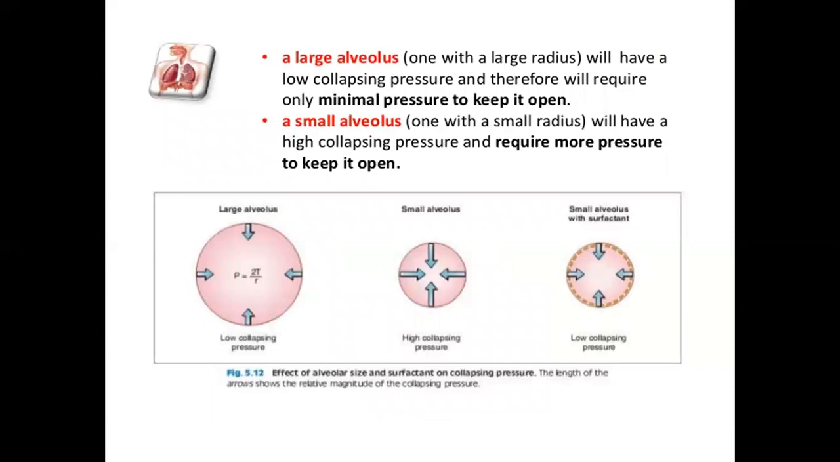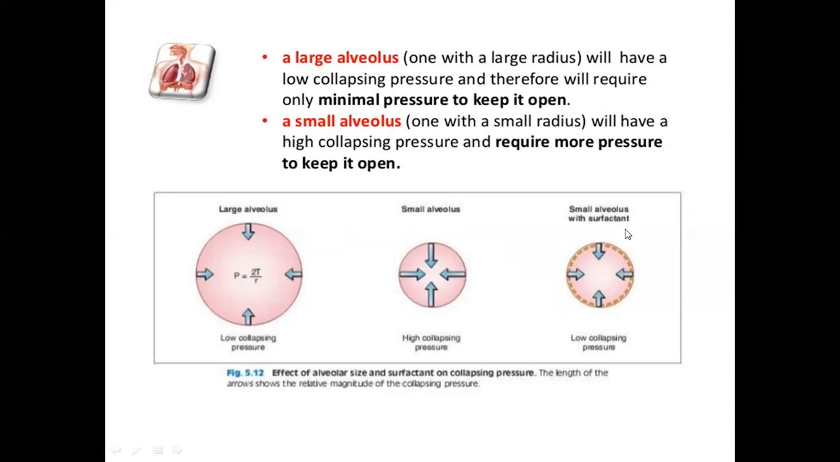So this is again the explanation of the same thing. The large alveolus, with a large radius, will have a low collapsing pressure, and will therefore require only minimum pressure to keep it open. So it will require very little pressure. Whereas a small alveolus will have a high collapsing pressure and requires more pressure to keep it open. So that is the difference, and we have to think of these unequal sizes of the alveoli.